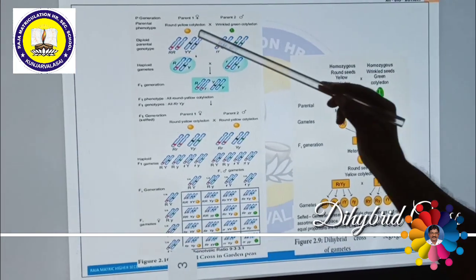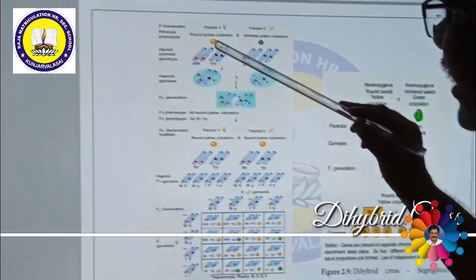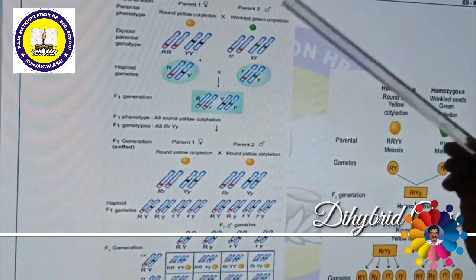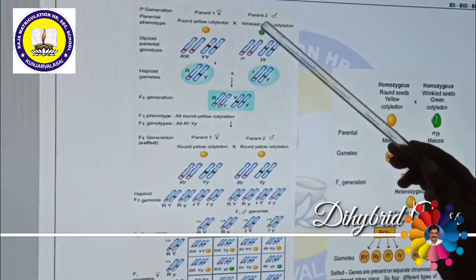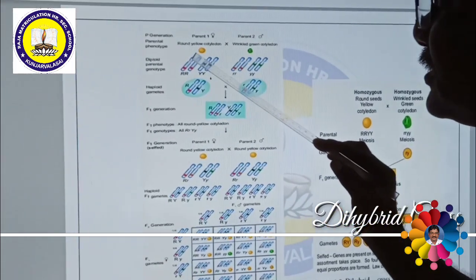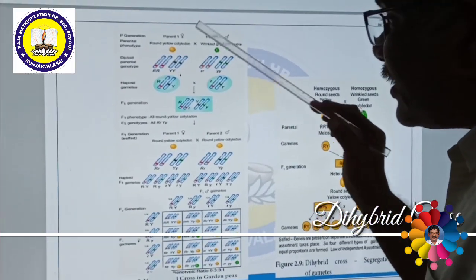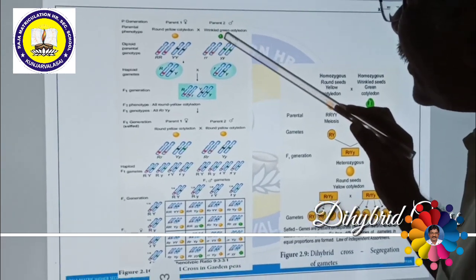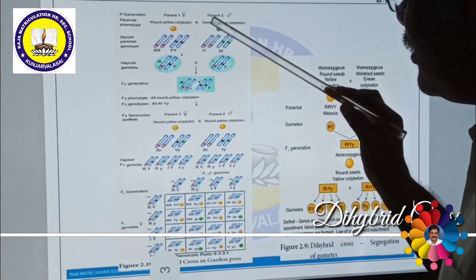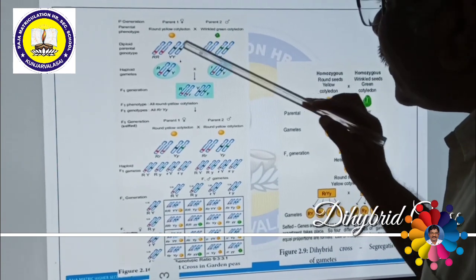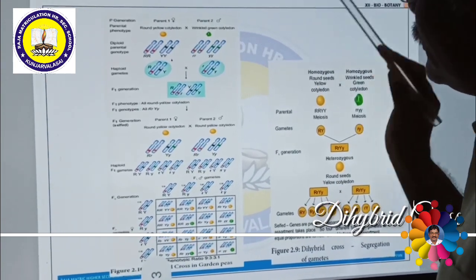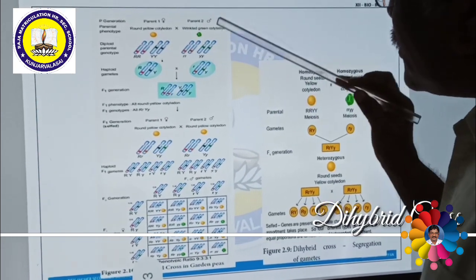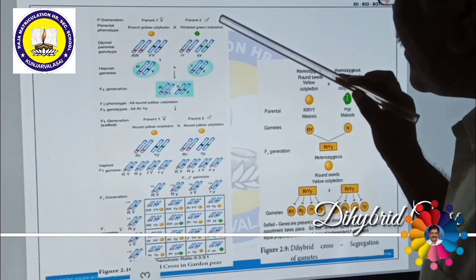Another trait is seed color. This is yellow, this is green. These are contrasting characters. So there are two pairs of contrasting characters. One pair is seed color, another pair is seed shape. The seed shape has two contrasting characters, round and wrinkled. The color has two contrasting characters, yellow and green. Round and yellow are dominant characters, wrinkled and green are recessive characters.